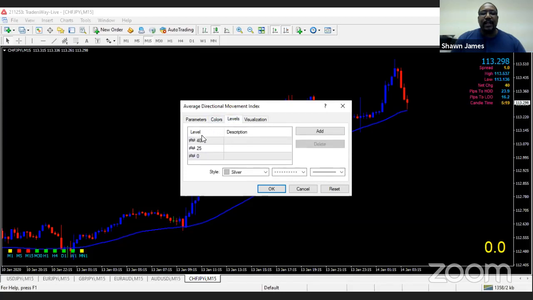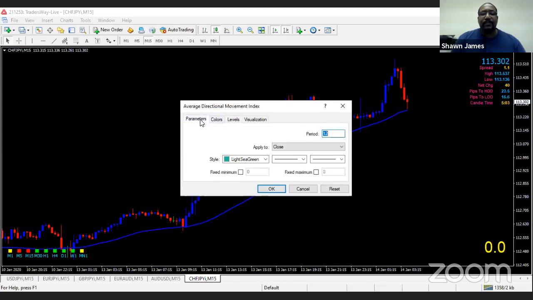The next thing you'll do, you'll come to this part here. It should be blank. You're going to add these levels. You're going to add 40, okay? Then you'll select add. Then you'll add a 25 level. You'll select add and okay.